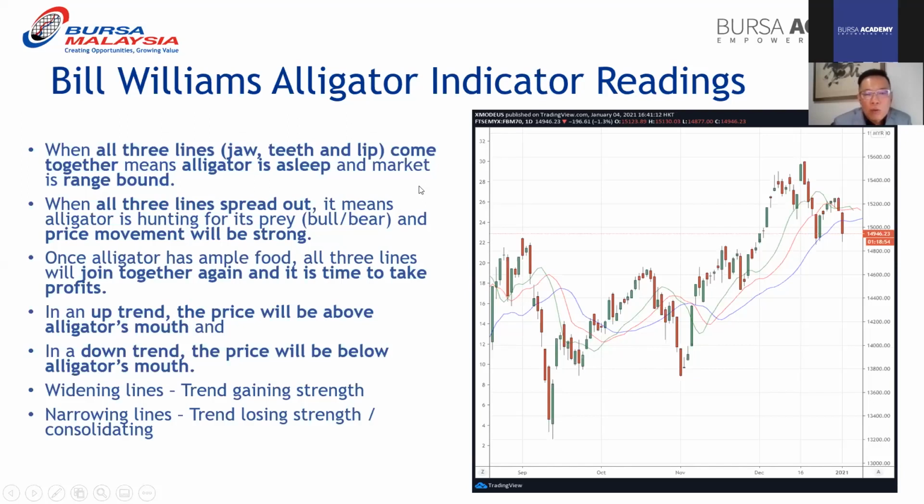Now when all these three lines, what we call jaw, teeth, and lips, which are just fanciful names for these three lines, come together, Bill Williams says the alligator is asleep. When it's scrunched together, the alligator is asleep, and that means the market is range bound. So when you interpose this indicator onto your chart and you see it's not widening, it's narrowing or bunched up together, later we'll see some chart examples of that.